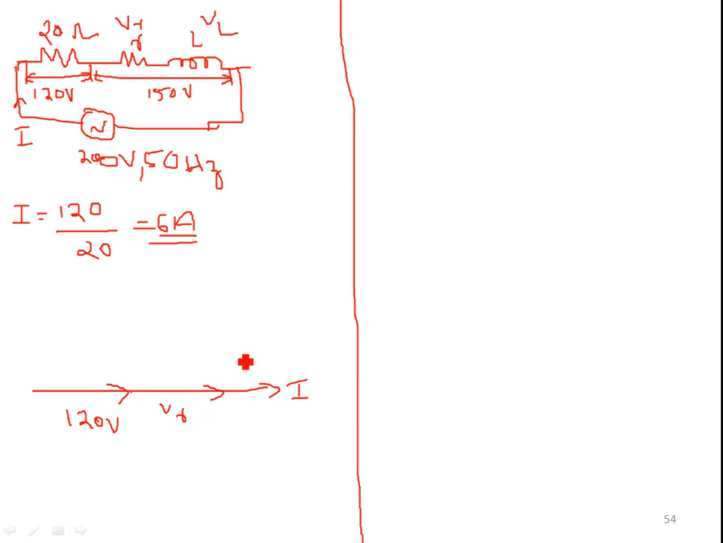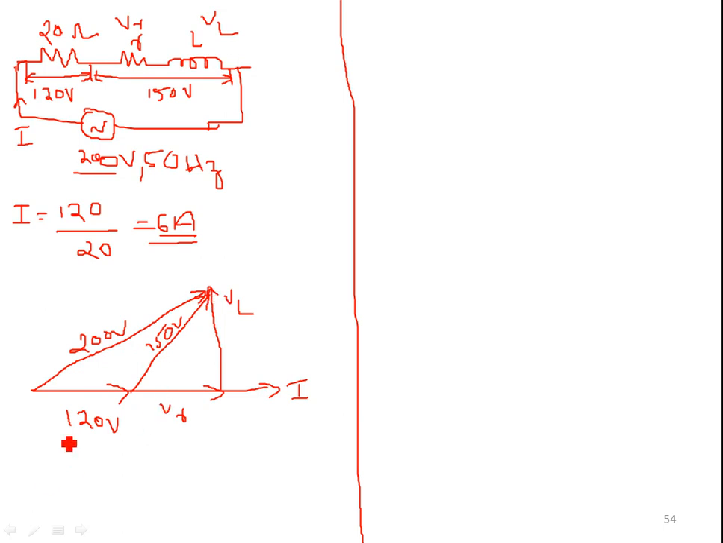Now in the case of an RL series circuit, voltage across the inductor leads current by an angle of 90 degrees. So VR and VL are like this. 150 volt is a combination of VR and VL. The 200 volt supply voltage is a combination of the 120 volt, plus voltage across the resistance, plus voltage across the inductance. So VR plus VL is 150. That means 200 can be said to be a combination of 120 and 150.